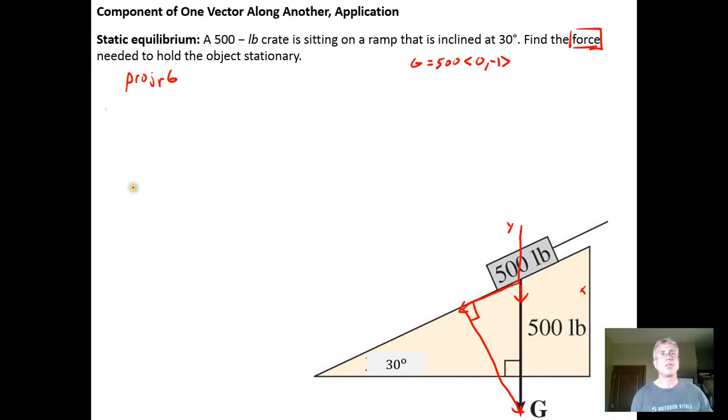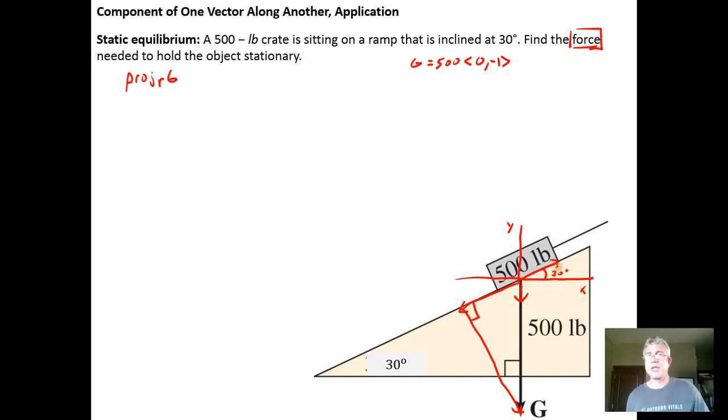That force needs to keep the force component that's down the ramp from moving the block down the ramp. So we need to think about how to calculate the projection of G onto the ramp, and it's actually going to turn out to be pretty simple, because we know the angle the ramp makes with the horizontal, and the x-axis is horizontal. This angle with respect to the positive x-axis right here is a 30-degree angle.